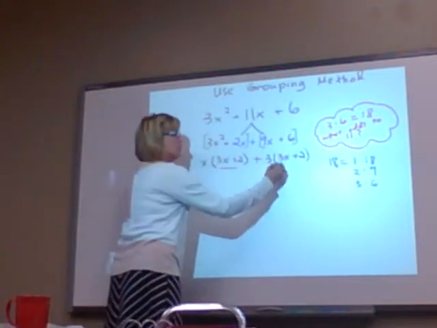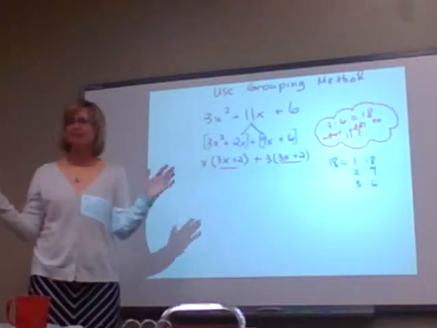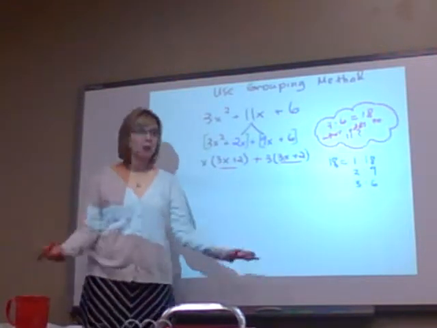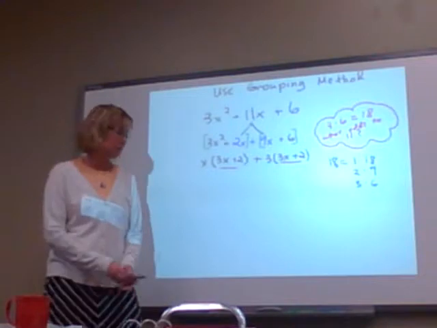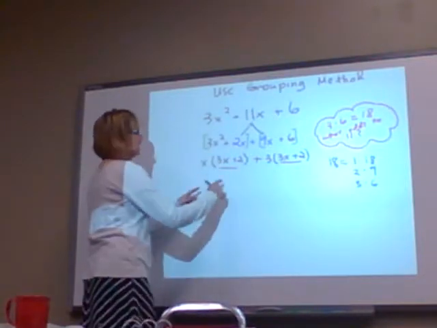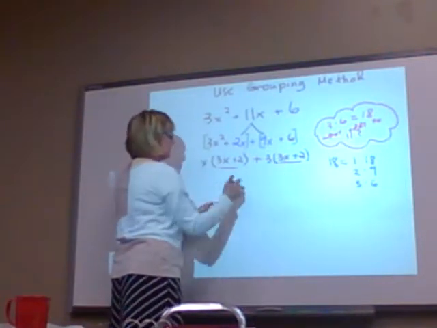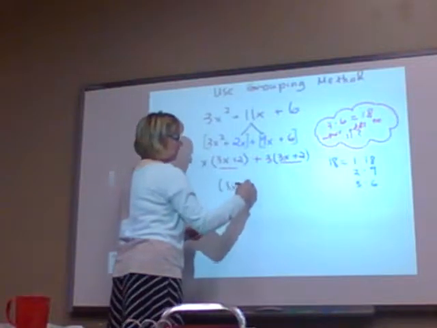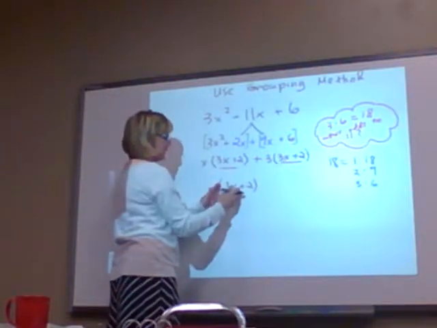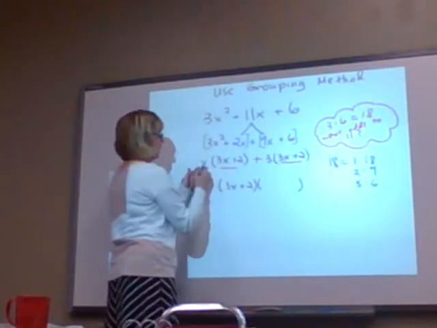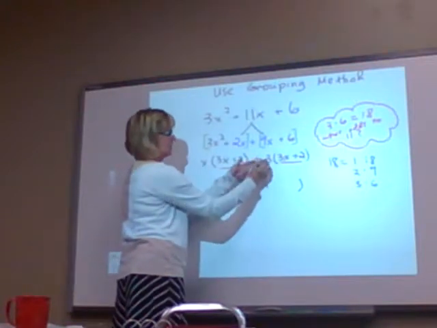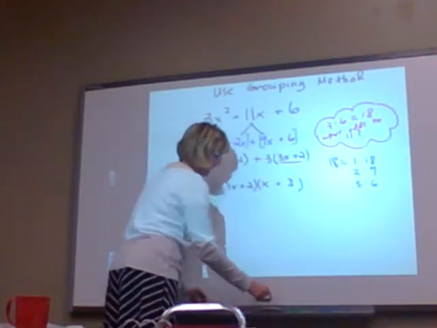And then lo and behold, right? It works, it works. My parentheses are both 3x plus 2. So then I can say, well, if these are both the same, I can pull that off as a common factor, and then it's left with x plus 3.